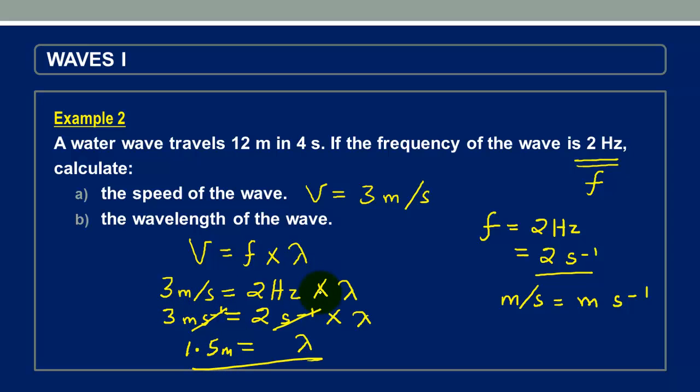Alternatively, instead of substituting into this equation as it is, I would go ahead and make lambda the subject. Now, how do I do that? If I'm provided that V is equal to F times lambda, and I want to make lambda the subject, I will therefore divide both sides by what I don't need. I don't need frequency on this side. So I divide by frequency, and lambda becomes equal to speed over frequency. So it is just 3 divided by 2. That is exactly what we have done here to get the value of wavelength. Let's stop this question at this point and look at example 3.